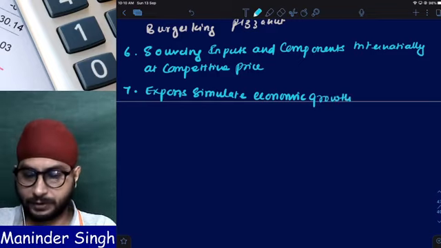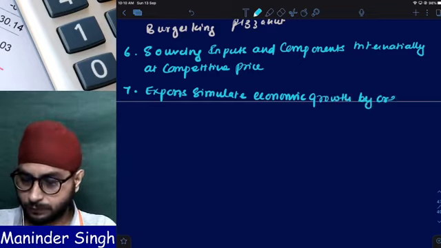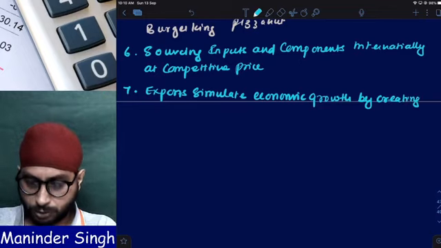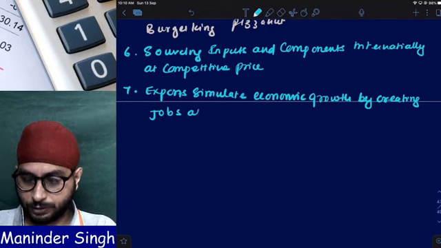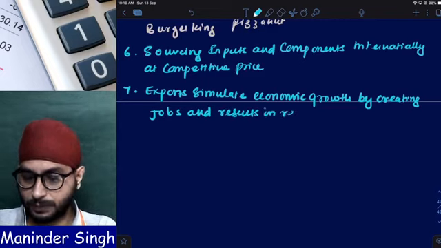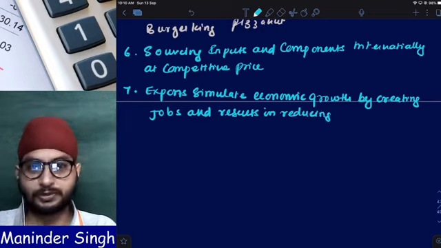Exports stimulate economic growth by creating jobs. Clear? By creating jobs, and it results in reduced poverty. Reducing what? Reducing poverty.